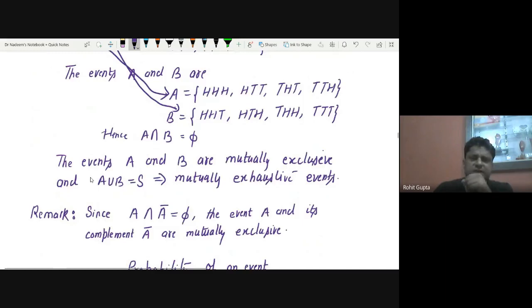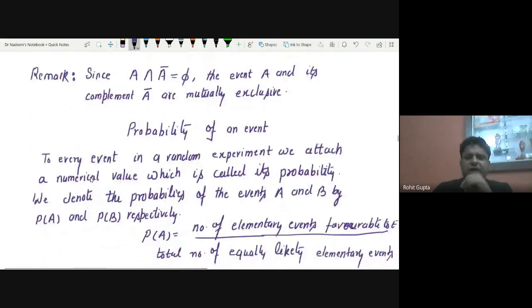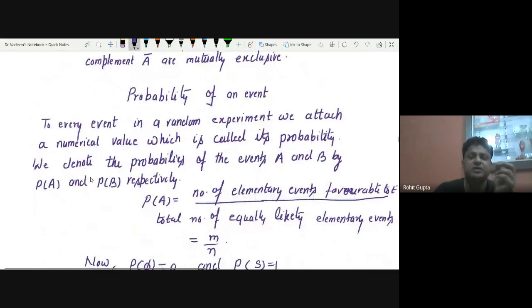A remark is given here: since A intersection A bar is empty, the event A and its complement are mutually exclusive events. Now we are going to the definition of the probability of an event. Here we are going to enter the probability chapter after discussing some basic notations and terminologies.